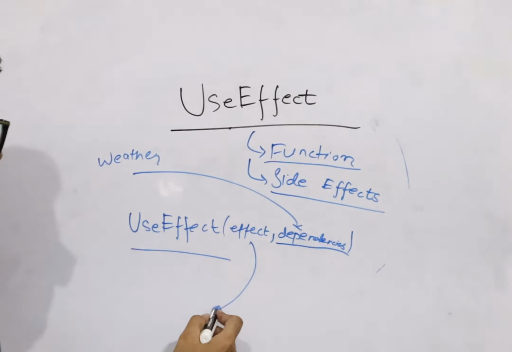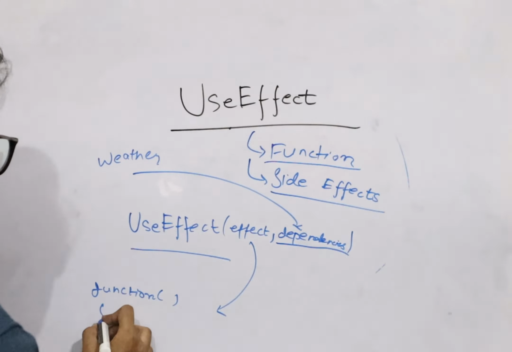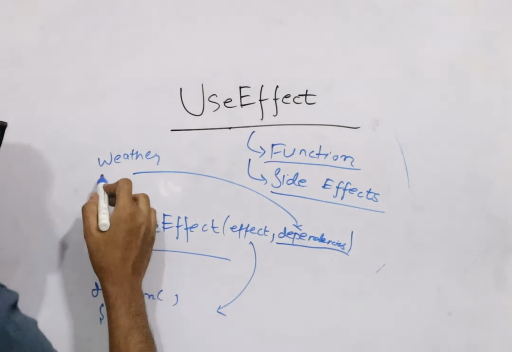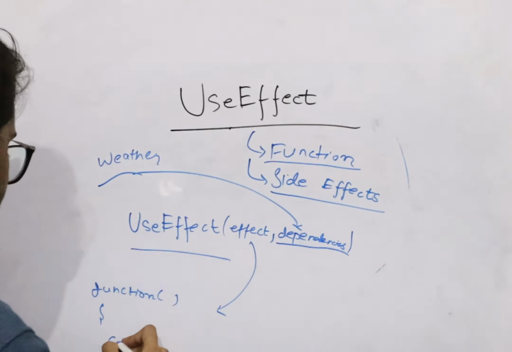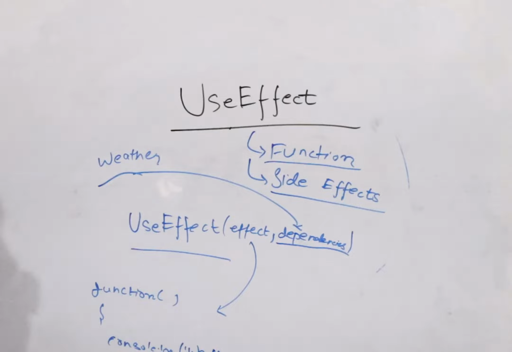Running the effect, and this effect can be a function as well. Let's say that we have a function, and when this weather changes, we print something like "weather changed". So let me explain again what is happening.